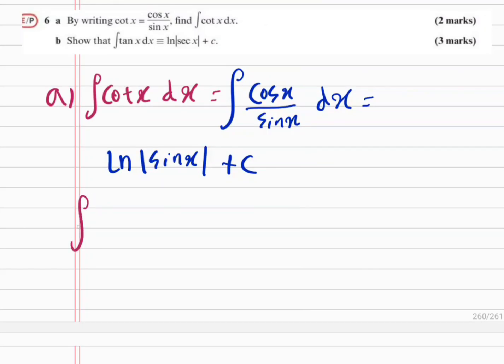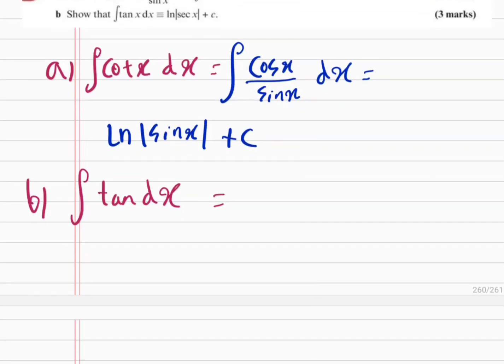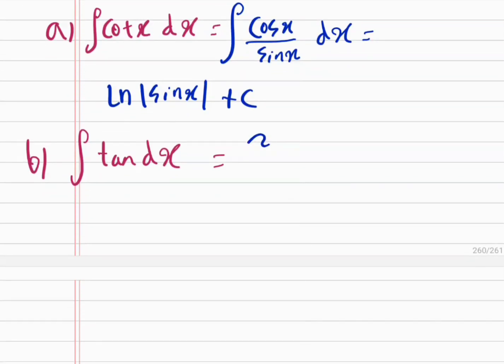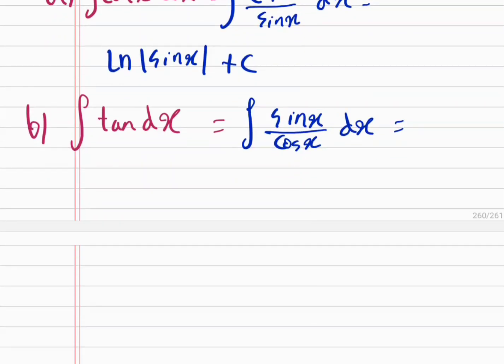Now for part B, we want to integrate tan x dx, and we want to show that that's equivalent to ln sec x plus c. This is the same approach, because tan x is equal to sin x over cos x. Once again, in terms of the educated guess, ln cos x is the answer, because the derivative of cos x is minus sin x.